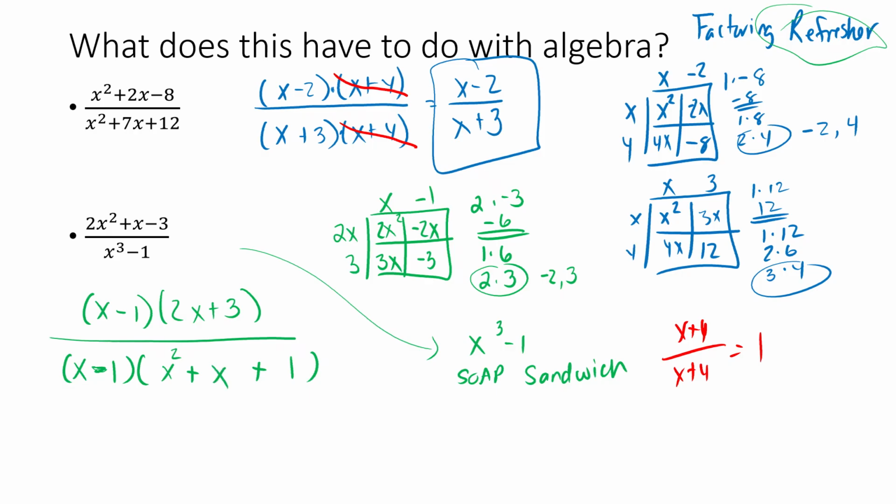Common factors. We've got x minus 1 canceling with an x minus 1. And that leaves us with 2x plus 3 over x squared plus x plus 1. So most of this lesson really, truly was going over the fractions. Now, one final thing before I click off of this slide.